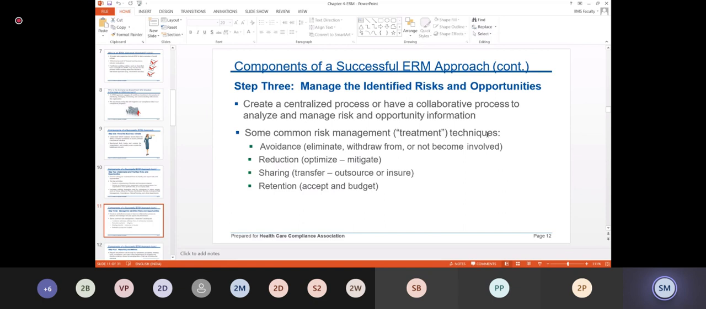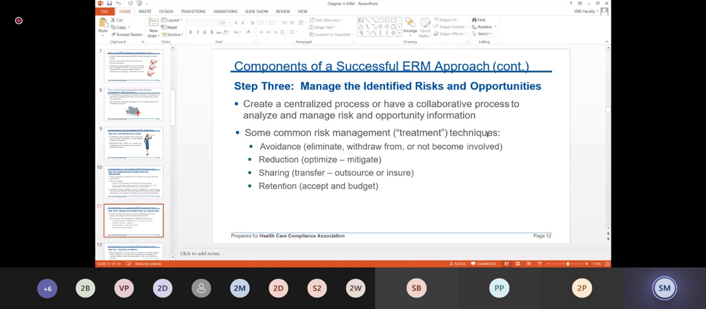Then third is sharing, transferring, outsourcing or insuring. If there is a risk for the organization, you can share that with others also. Maybe the impact is on only one department or one process, but instead it can be shared by everyone, so it may not hazard that much. So this is the third technique, sharing. Depends upon what type of risk it is, you can go for that. So avoidance, reduction, and third is sharing.